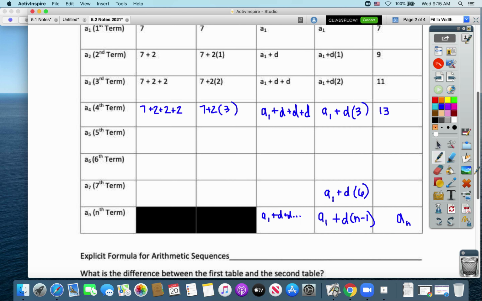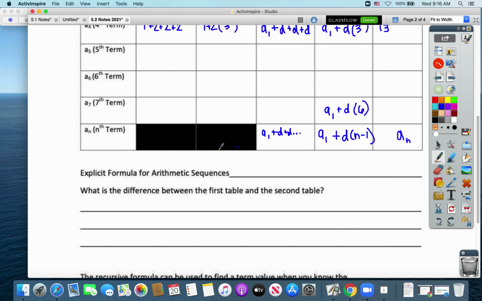Okay, so that is our explicit formula for arithmetic sequences. If we have a sub n, we want to find any term. We would take the first term, a sub 1, and add the common difference d, n minus 1 times. So a sub n equals a sub 1 plus d times n minus 1.